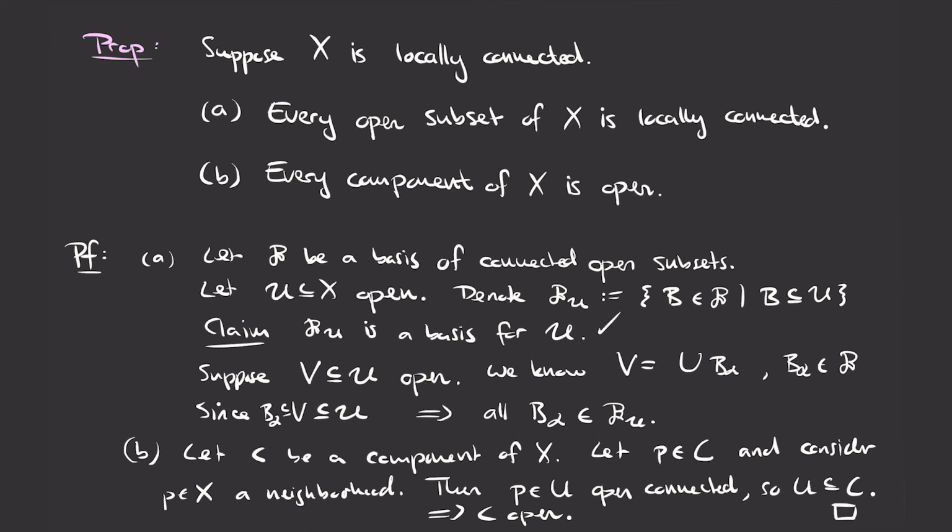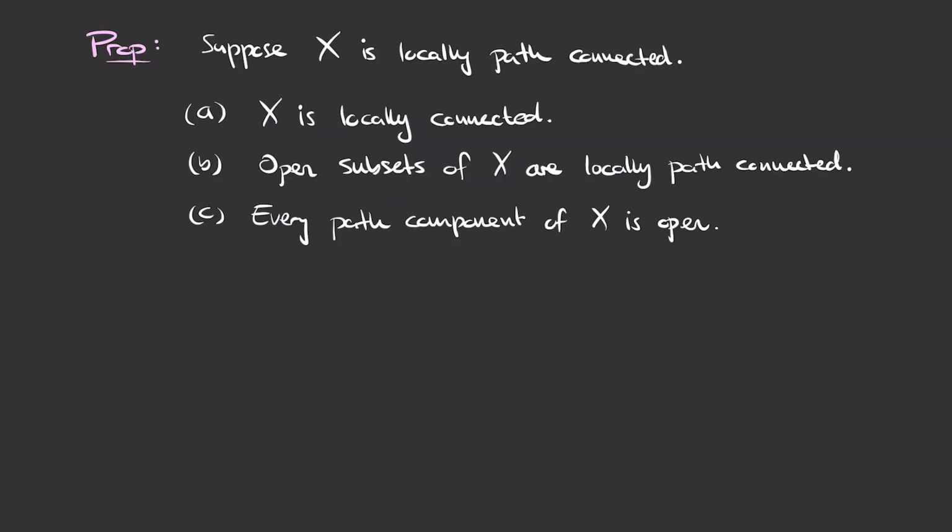Okay, so that proves both of these properties. And in fact, the property that components in locally connected spaces are both open and closed will be very important in what is to come. Now, before going into that part, which will conclude the video, I'll say that essentially, the same properties also hold for locally path-connected spaces.